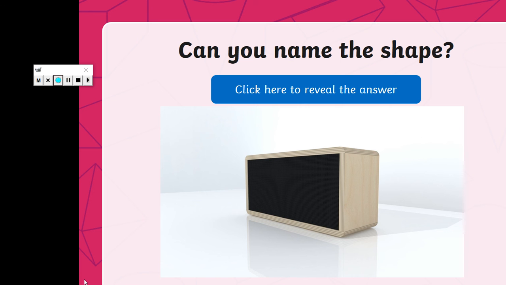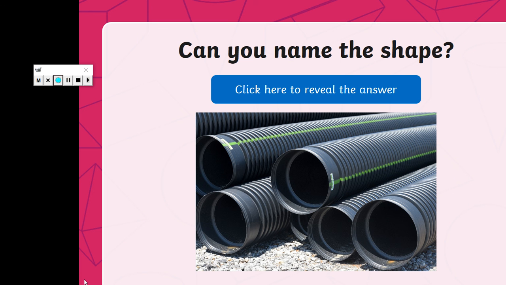Now, we looked at this shape yesterday. So it's got a circle at one end and a long middle and a circle at the other end. So it is a cylinder. Well done, but it's not in the form of a jar or a tin. Let's move on to the next one.